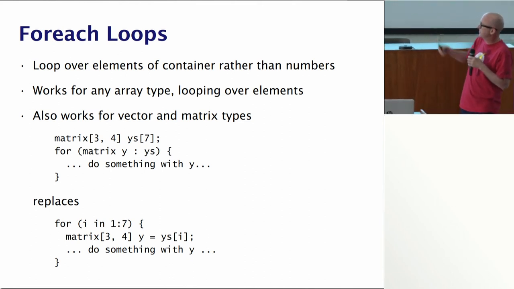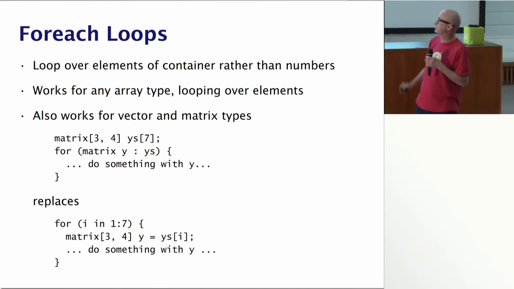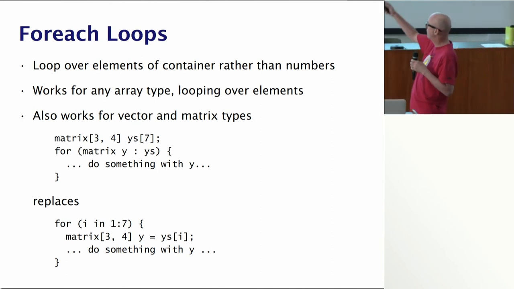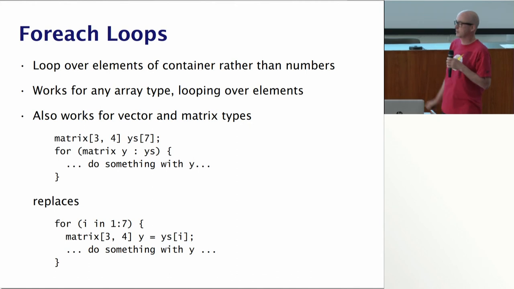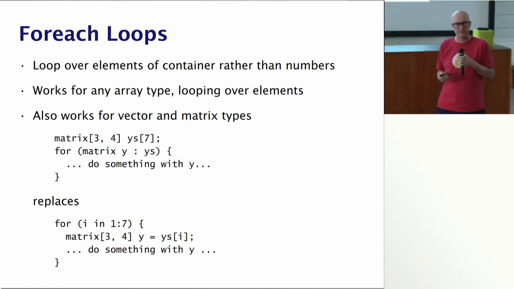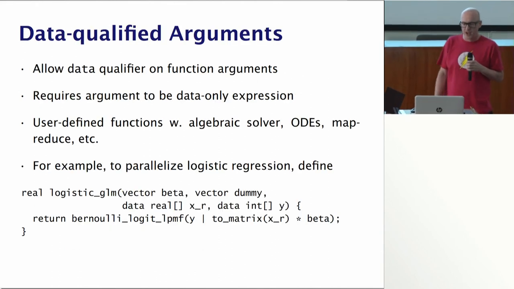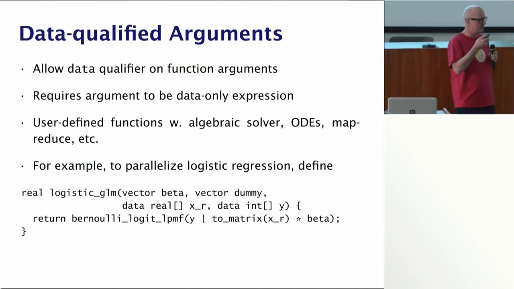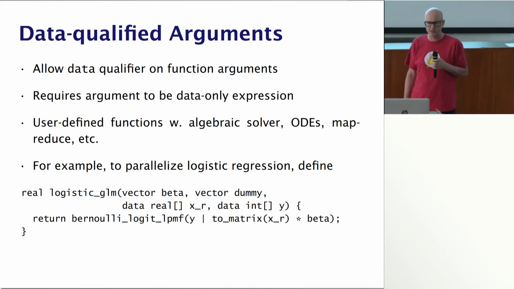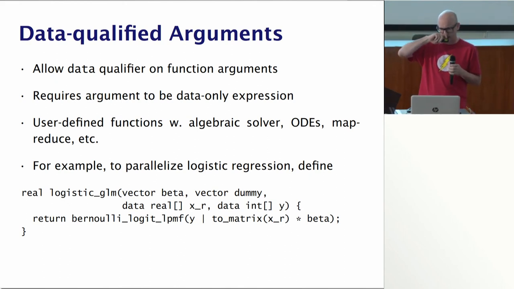So instead of just iterating over numbers, we'll be able to iterate directly, saying something like for matrix Y in Ys, do something with that Y rather than having to pull everything out by index. So just a convenience feature. The data-qualified arguments that somebody was mentioning for ODEs, those are already out. Mitzi added those to the language.